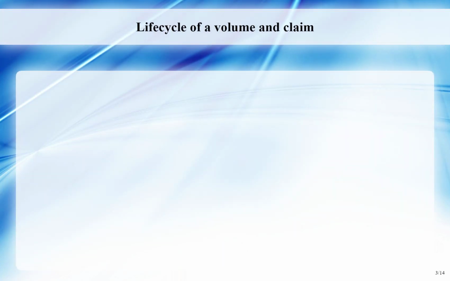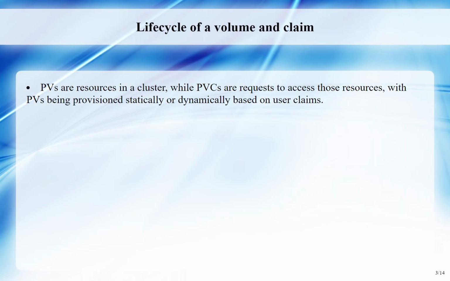Lifecycle of a volume and claim. Persistent volumes, PVs, are resources within a cluster, while persistent volume claims, PVCs, are requests for those resources and serve as claim checks to access the resource. The lifecycle of the interaction between PVs and PVCs includes provisioning, binding, and using the resources. Provisioning of PVs can be done statically by a cluster administrator creating PVs with details of available storage for cluster users, or dynamically when no static PVs match a user's claim, and the cluster provisions a volume based on specified storage classes.